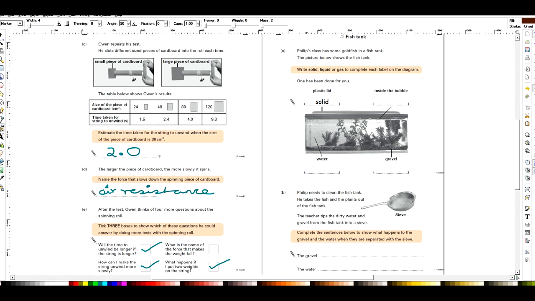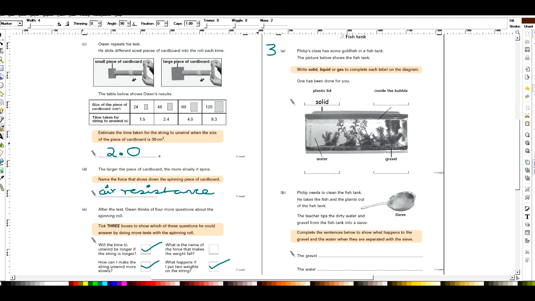Okay, question 3, part A. Fish tank. Okay, Philip's class. I never knew fish tanks were that exciting. It's caused you to spontaneously shout out.